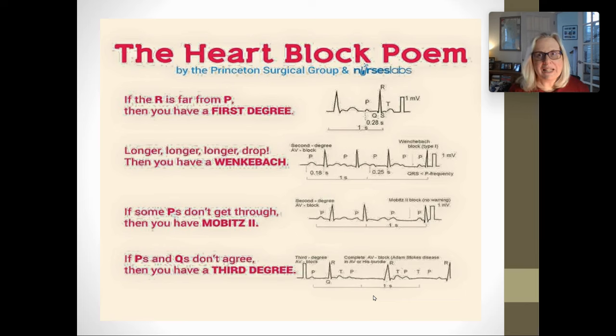All right. I think someone asked me about this heart block poem, but it works. If you're good at remembering this stuff, this is going to work for you. If the R is far from the P, then you have first degree. Longer, longer, longer drop, then you have a Wenckebach. If some P's don't get through, then you have Mobitz II. If P's and Q's don't agree, then you have third degree.